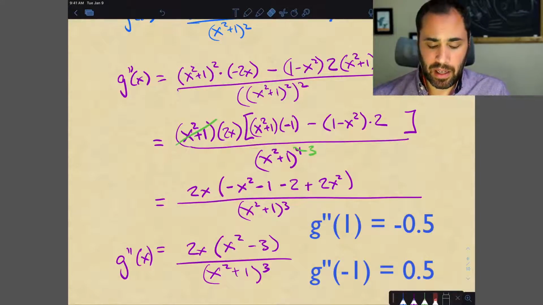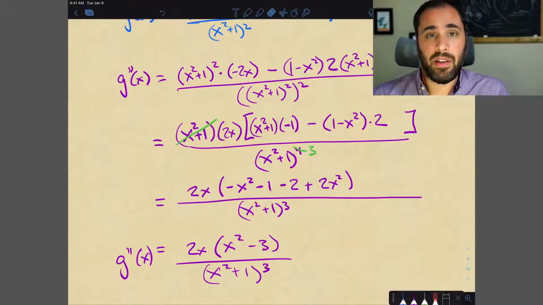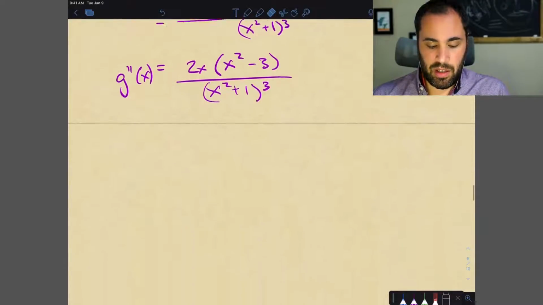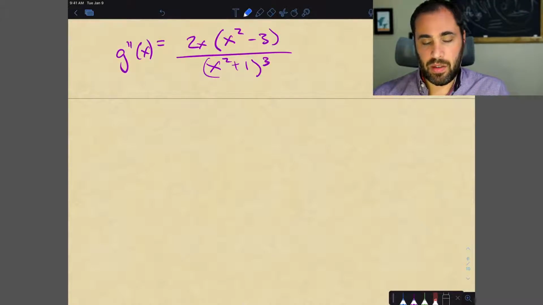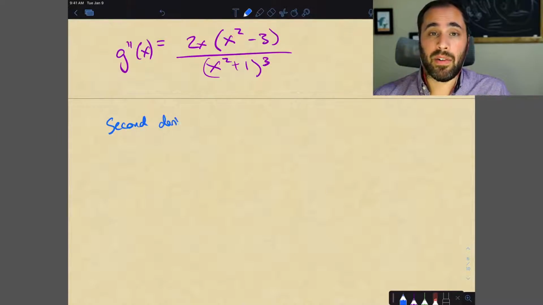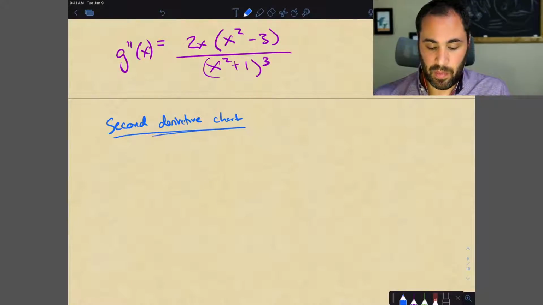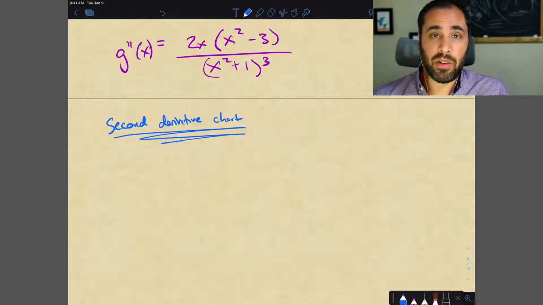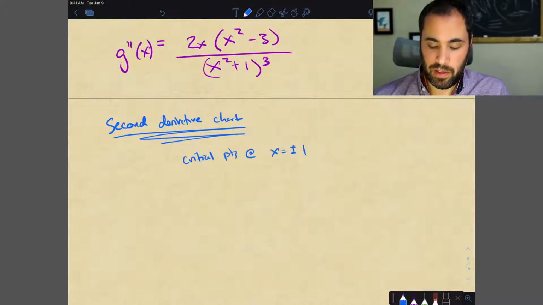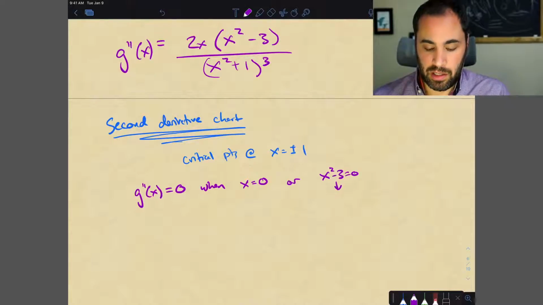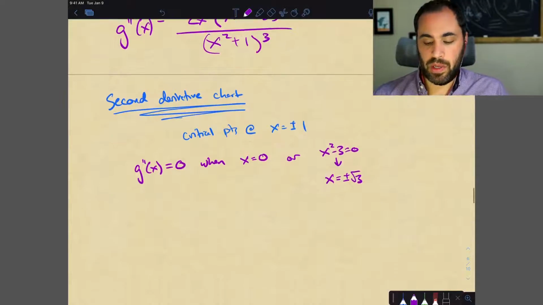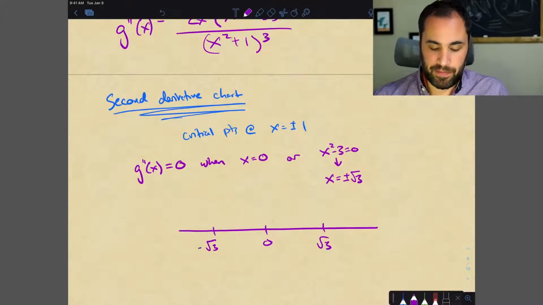We'll make a second derivative chart for this function g. So just like we do with the first derivative, a second derivative chart will show us where the second derivative for g is positive or negative. It's helpful to know when the second derivative is 0, that is where it could switch from positive to negative. And the way we factored it, well, you can see that this happens when x is 0 or when x is plus or minus root 3.